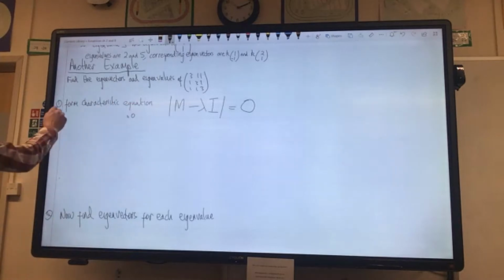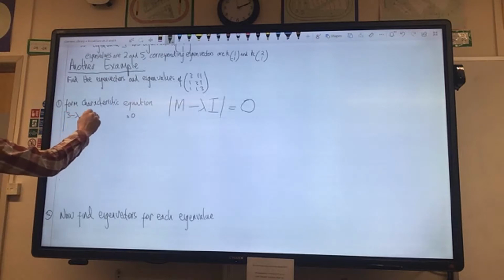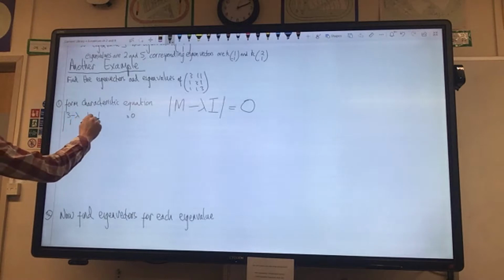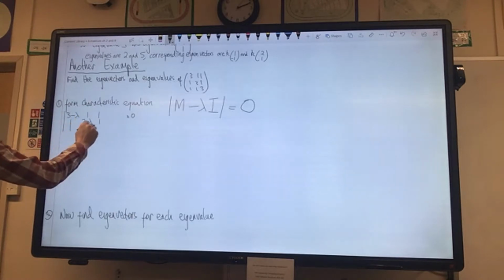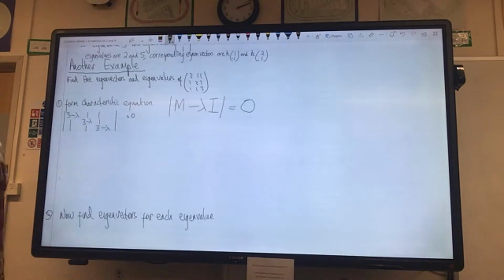And in this case, it would be the determinant of 3 minus lambda, 1, 1, 1, 3 minus lambda, 1, 1, 1, 3 minus lambda, and the determinant of that equals 0.